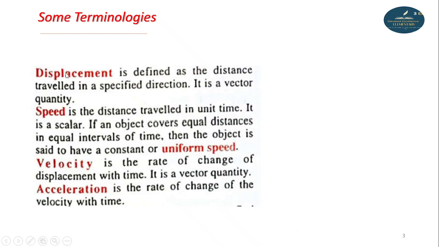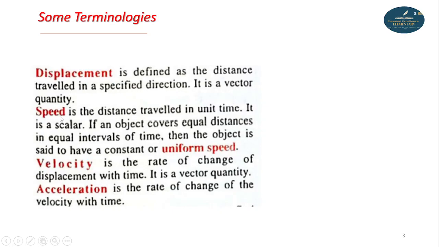Firstly is displacement. Displacement is defined as the distance traveled in a specified direction. It is a vector quantity. When we refer to distance, distance is a quantity that is not indicated with direction. It is a scalar quantity. It only has magnitude, while displacement is defined as the distance traveled in a specified direction.